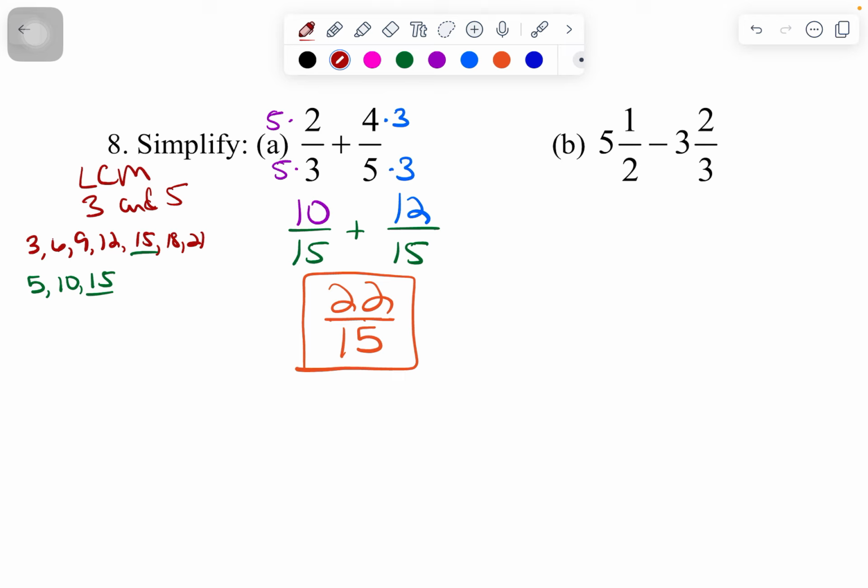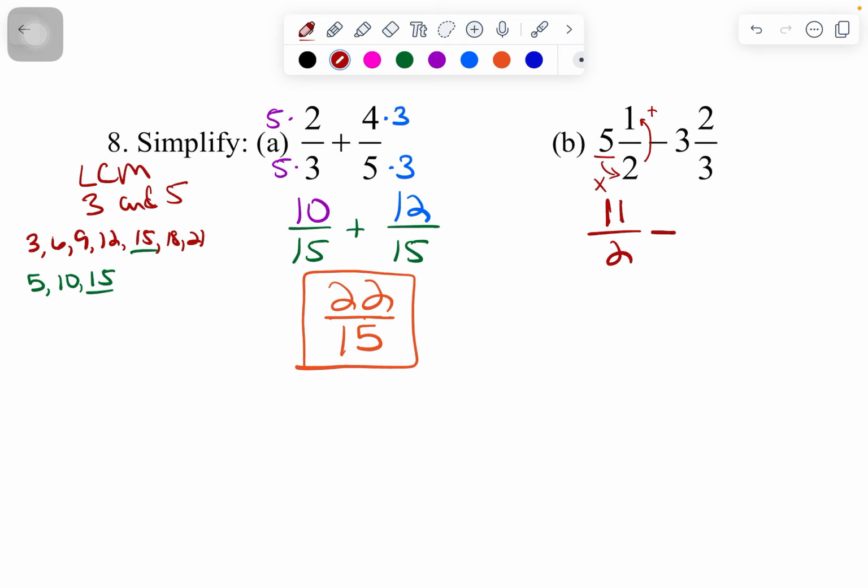So how do you do that? Well, you take your whole number times the denominator and then take that and add it to the numerator. So 5 times 2 is 10. 10 plus 1 makes 11. Keep the same denominator. So 11 over 2. Minus, do the same thing for the second fraction here. So whole number times the denominator, and then we're going to add that numerator. So that's 9 plus, so we're going to have 11 over 3.